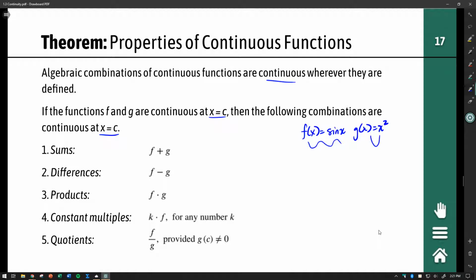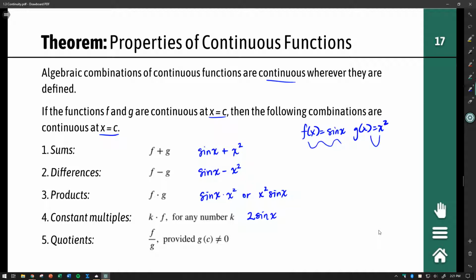So, first of all, sums of continuous functions are continuous. So that means the function sine of x plus x squared is continuous. The differences are continuous. So sine of x minus x squared is continuous. They're products. So that means sine of x times x squared is continuous. Or if we reversed the order, x squared times sine of x, that would be continuous. A constant multiple, so we could multiply the number 2 or any other constant number by sine of x and still get a continuous function.